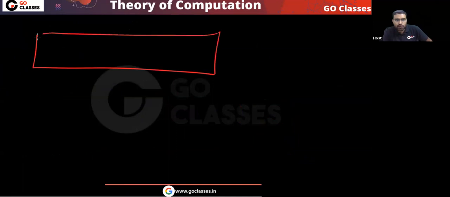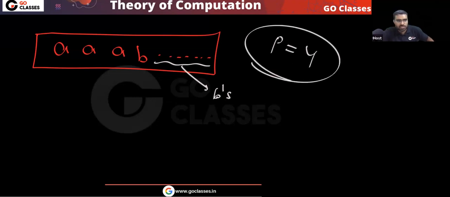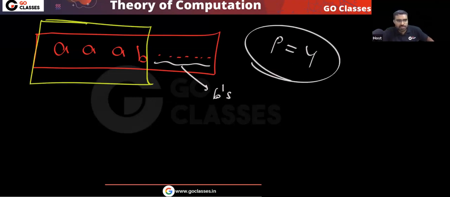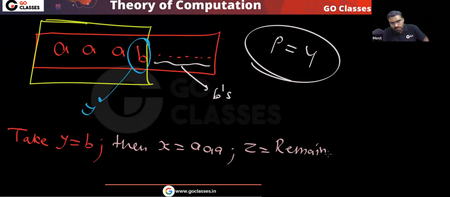So remember, if you take any string whose length is greater than or equal to 4, these are b's, and you are checking p equal to 4. So in this area, you can take this as y. Then what will be x? Take y equal to b. Then x will be aaa. And z will be the remaining string, whatever is remaining.